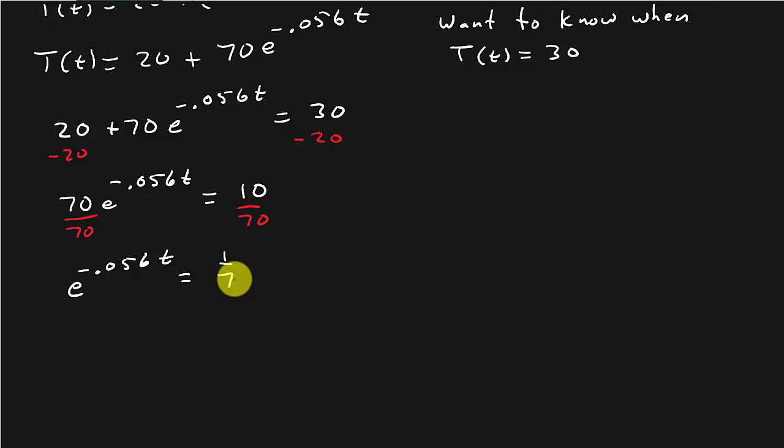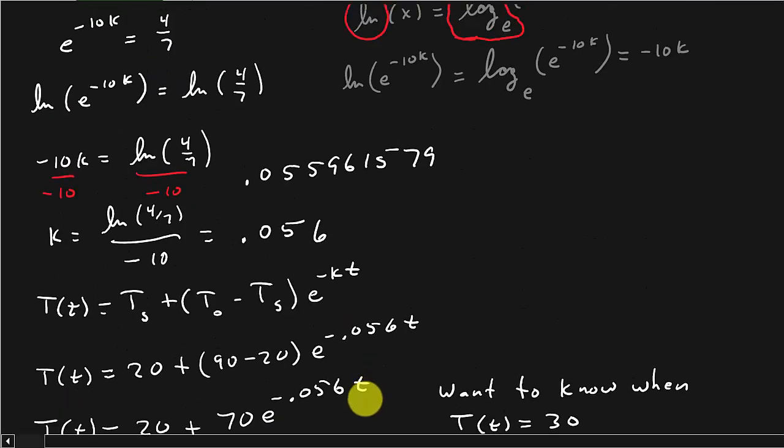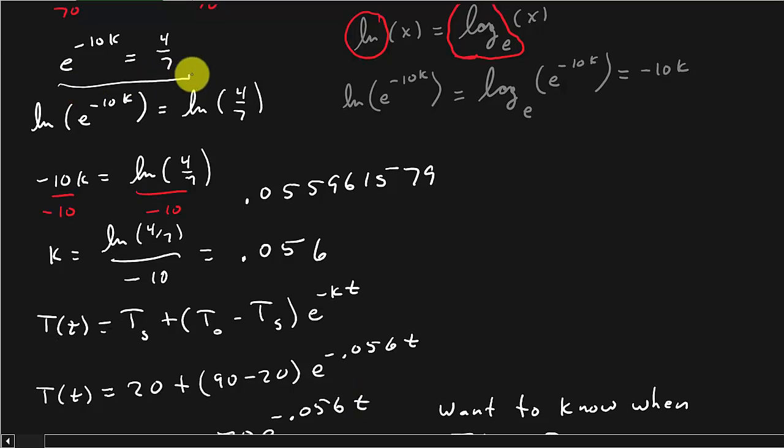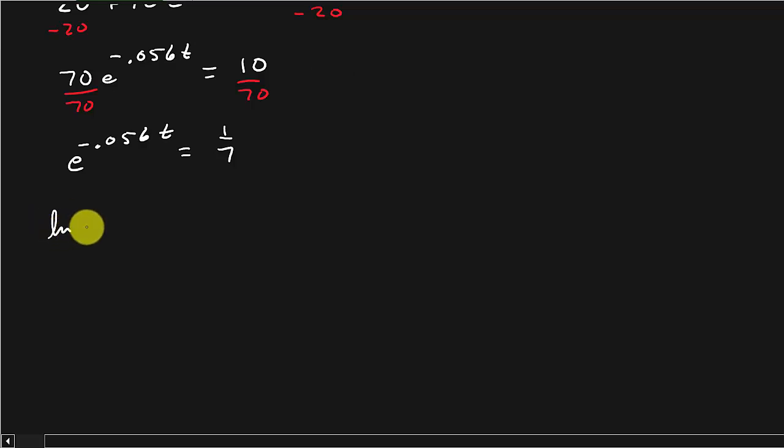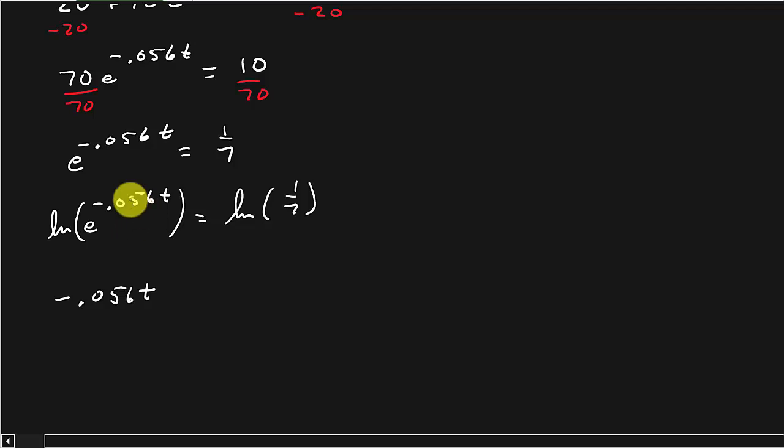Now, to solve this, we're going to solve it just like we did this one up here. We took the natural log of both sides. So I've got natural log e to the negative 0.056t is equal to the natural log of 1/7. So this is negative 0.056t. Remember, I explained earlier how that works. Is equal to natural log of 1/7. And so then we're going to divide everything by negative 0.056.